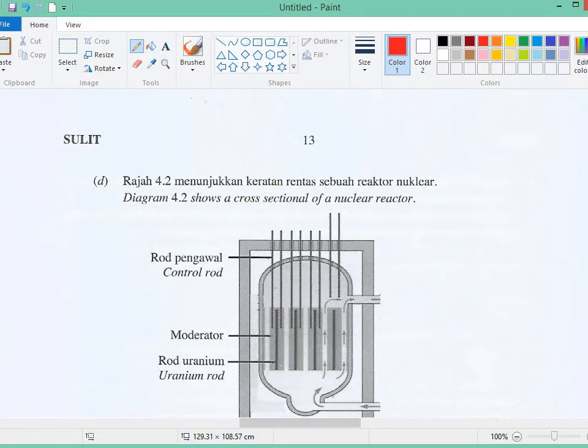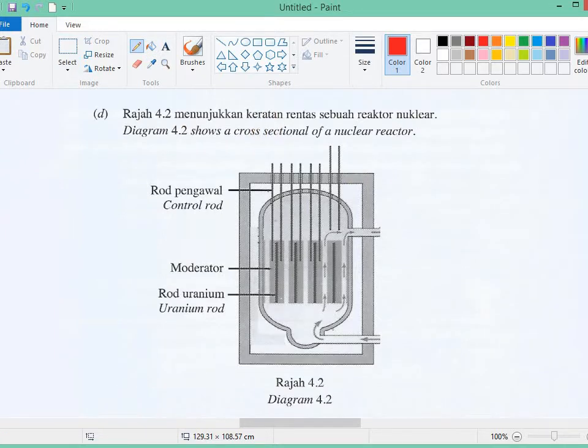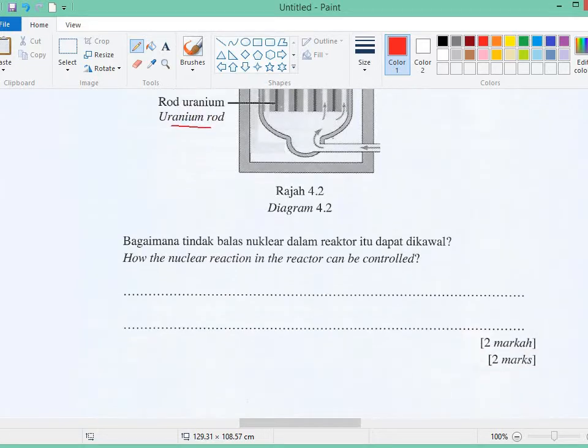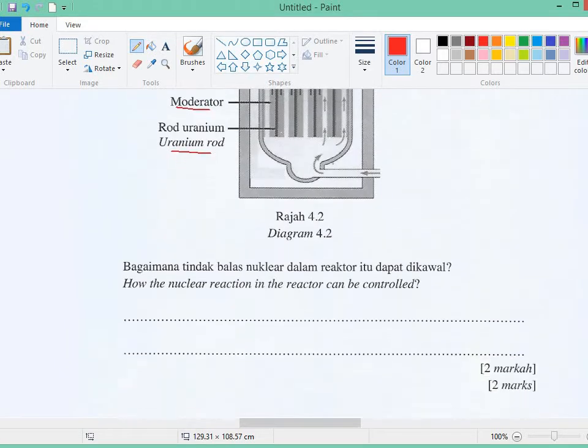Diagram 4.2 shows a cross-section of a nuclear reactor. How can the nuclear reaction in the reactor be controlled? Here it shows us the control rod, the moderator, and uranium rod. The only way that we can control the nuclear reaction is by using the control rod.